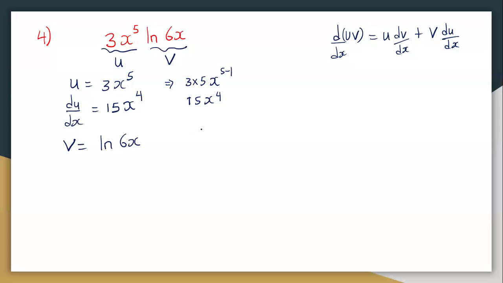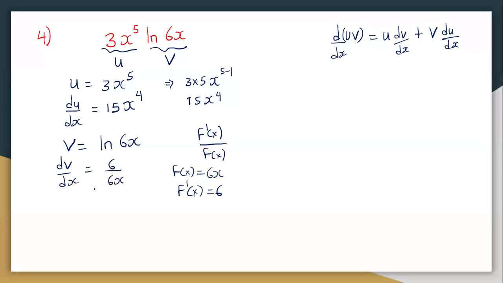But we have already said that whenever you meet a ln, you always differentiate your function, then divide by your function. For this case, our function is going to be 6x, and therefore f prime of x is equal to 6. So here to get our dv dx, I'll say this is 6 over 6x. And when I reduce, I have dv dx equal to 1 over x.